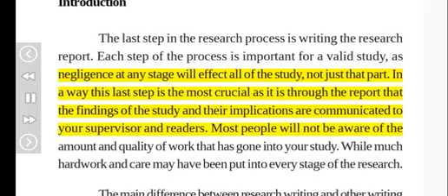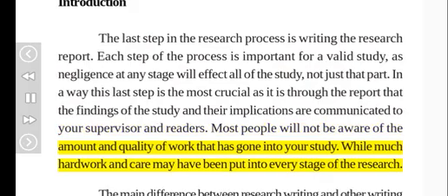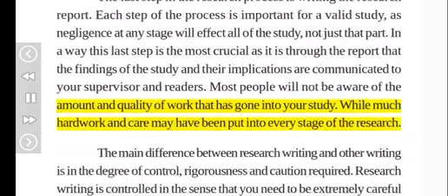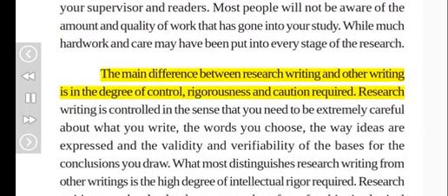In a way, this last step is the most crucial, as it is through the report that the findings of the study and their implications are communicated to your supervisor and readers. Most people will not be aware of the amount and quality of work that has gone into your study, while much hard work and care may have been put into every stage of the research. The main difference between research writing and other writing is in the degree of control, rigorousness, and caution required.